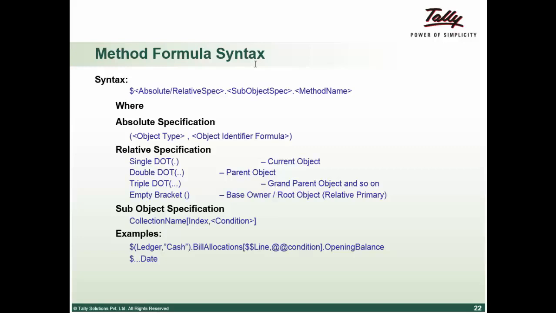And the sub-object specification can be the collection name, open square bracket. In this square bracket, you need to provide an index number, comma separation with a condition. Condition is not mandatory. So in case you don't have a condition, you can provide an open square bracket, an index, and a closed square bracket. However, if you have to provide a condition, it is mandatory to provide an index number.